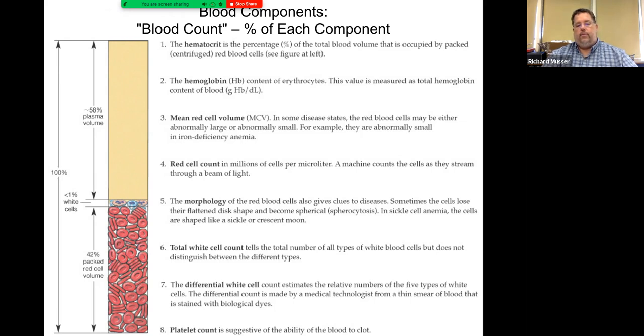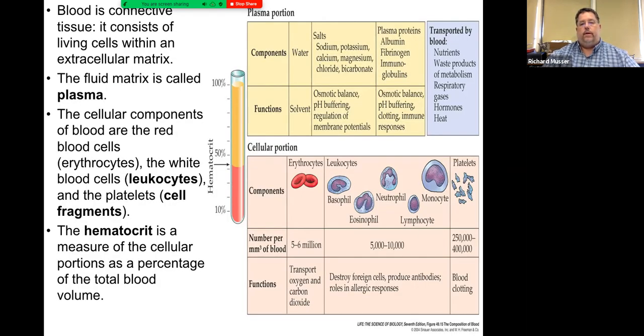This is also very important for determining your basic health. Here's more of that. Again, some of this I've maybe already mentioned. The hematocrit is a measure of cellular proportion as a percentage of the total blood volume. We've already talked about the platelets and so forth. So this is just a little bit more of what you'd seen in the previous slide.